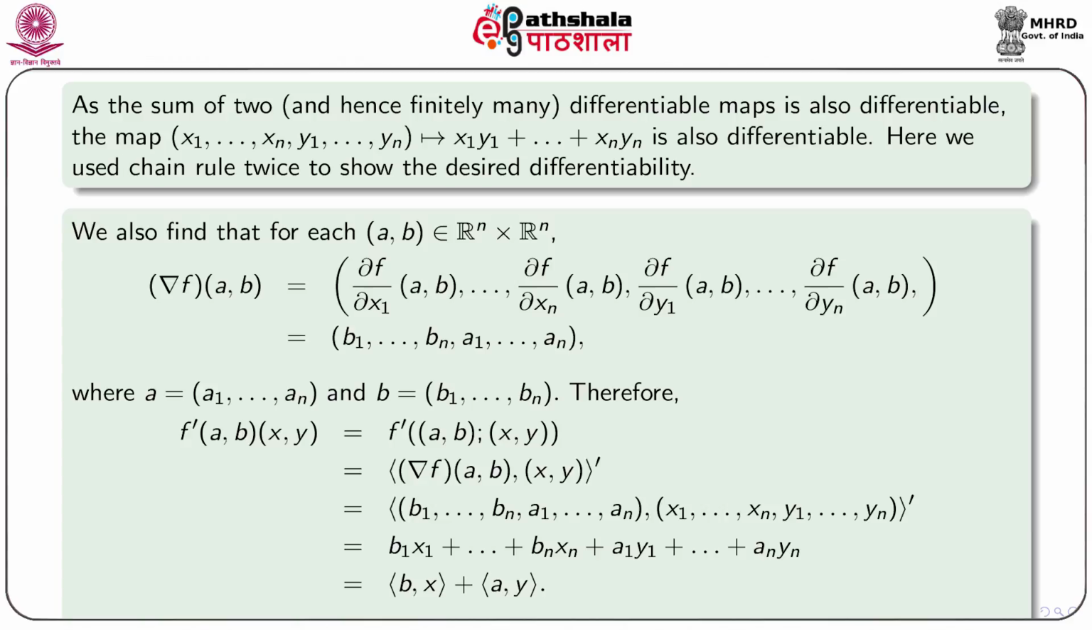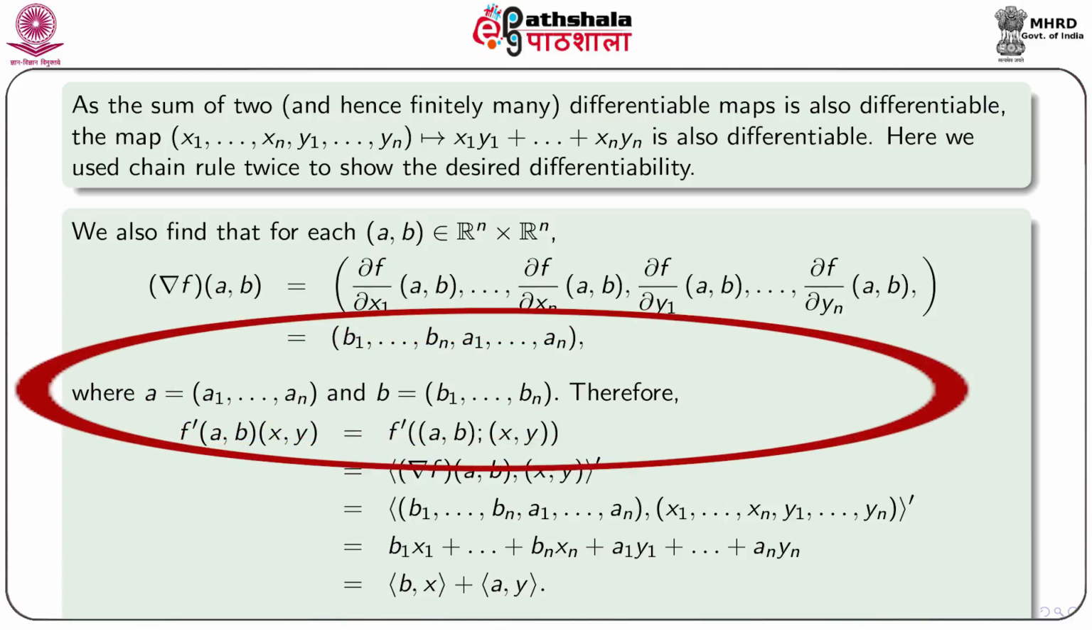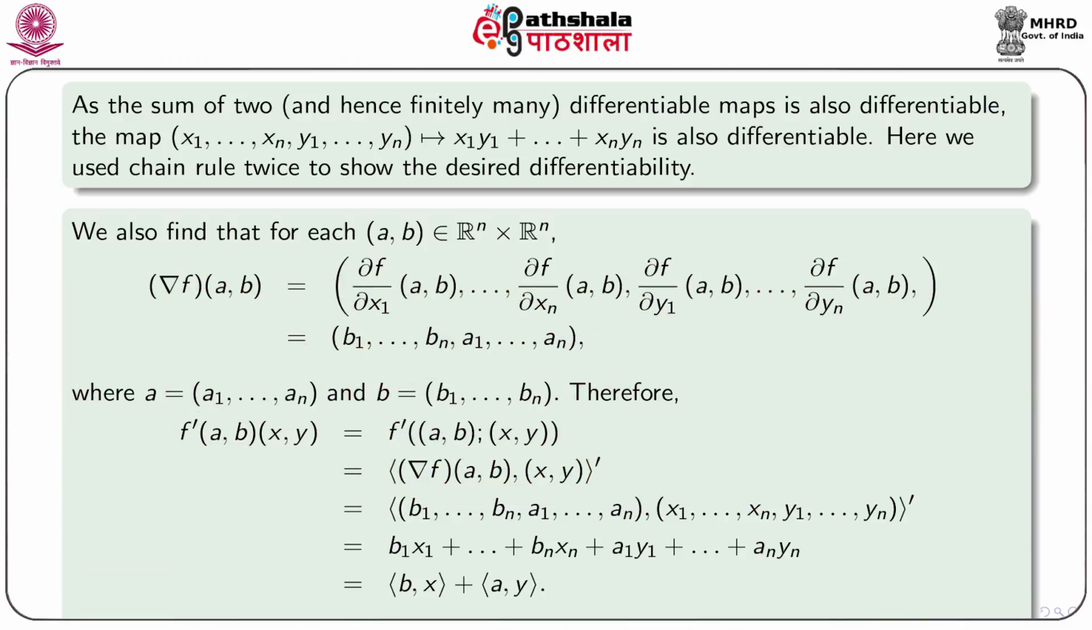So, using chain rule, we find the differentiability of the desired function. We also find for each (a, b) in R^2n, that is a in R^n and b in R^n, grad f at the point (a, b) equals (del f/del x1 (a, b) up to del f/del xn (a, b), followed by del f/del y1 (a, b) up to del f/del yn (a, b)). And this is nothing but the 2n-tuple b1 up to bn followed by a1 up to an, where a is the point a1 to an and b is b1 to bn.